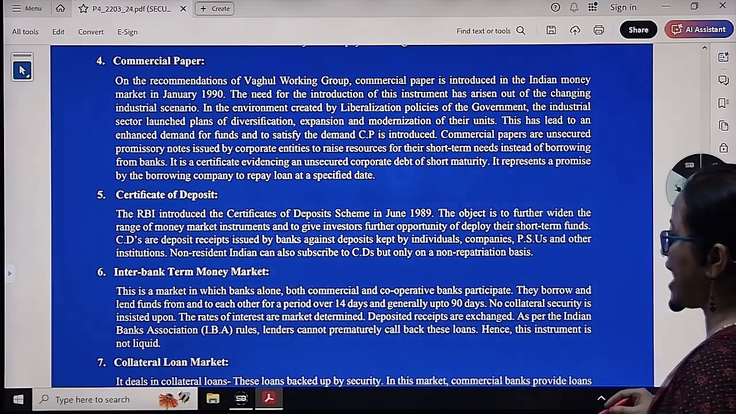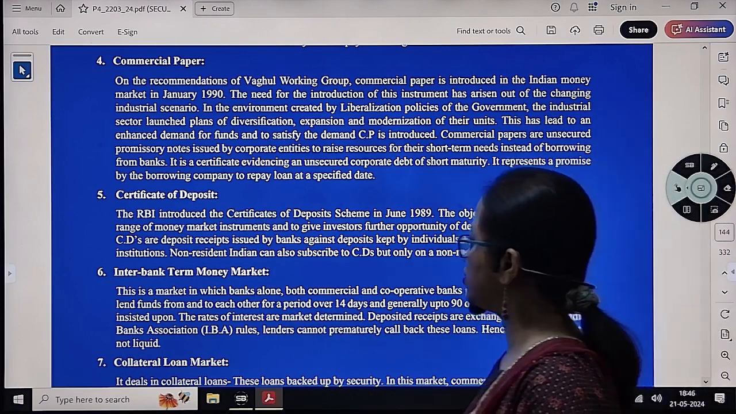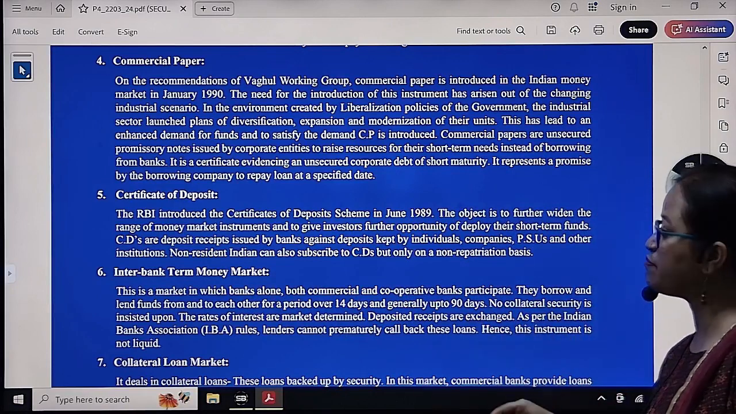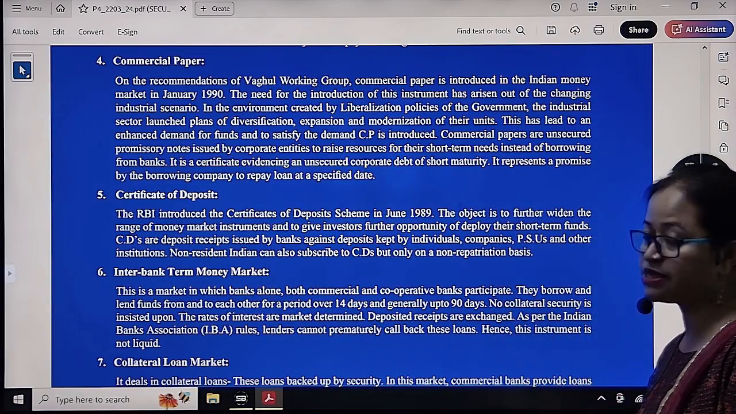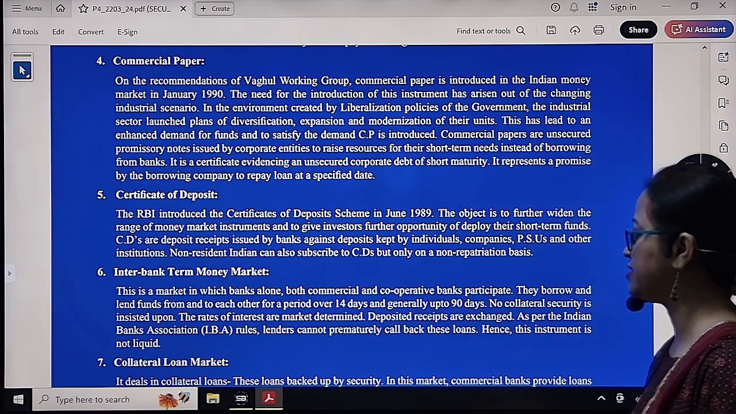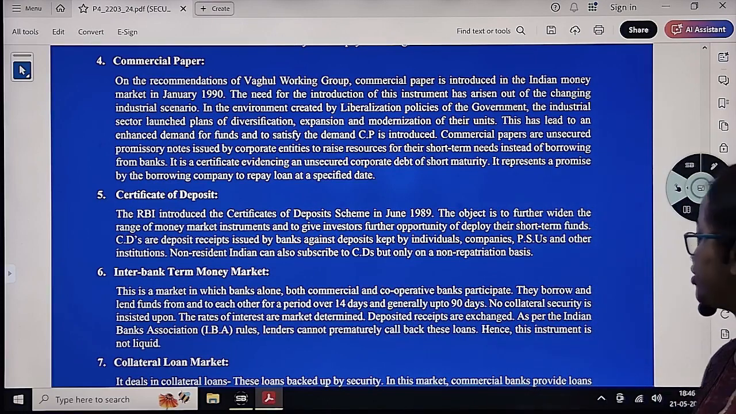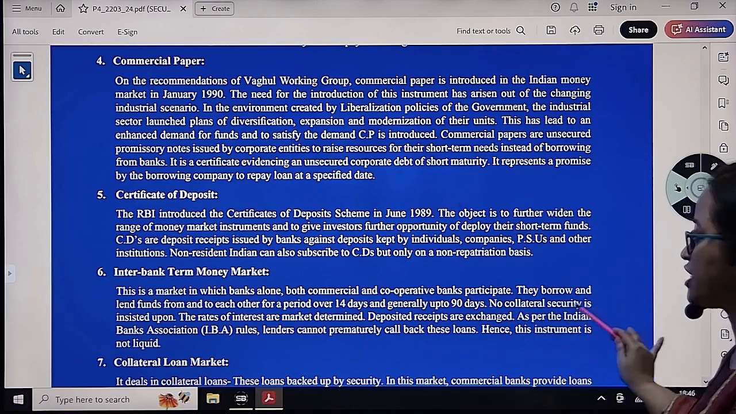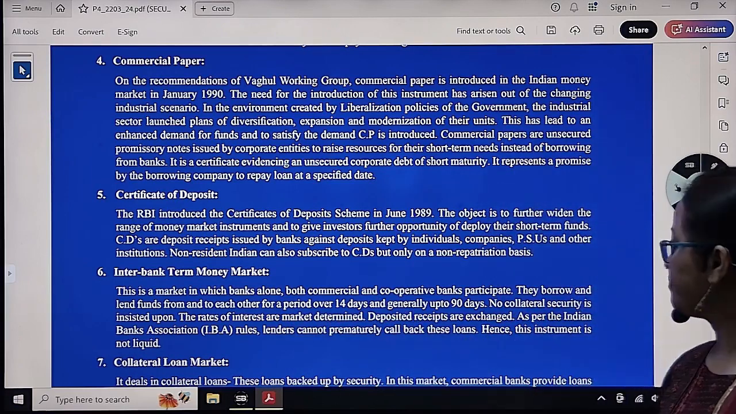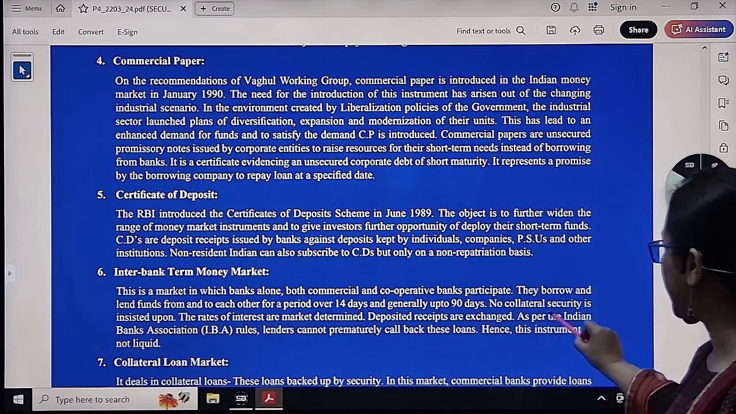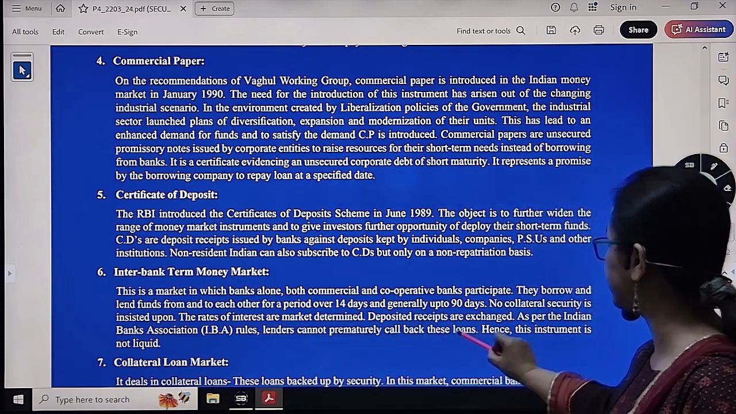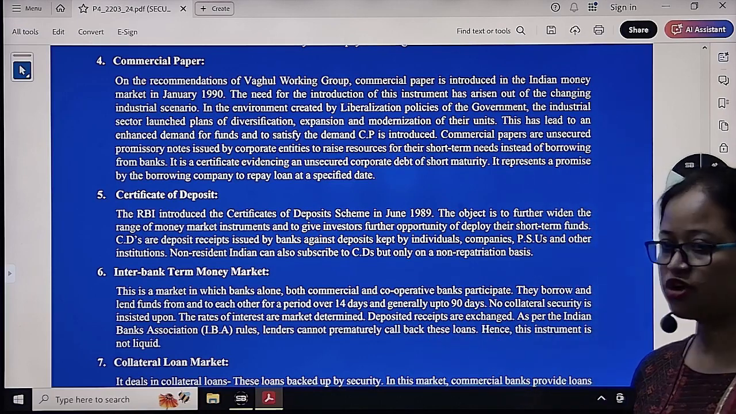Then next is your interbank term money market. This is a market in which banks alone, both commercial and cooperative banks, participate. Only banks can participate in this. That's why, like the name itself suggests, interbank. They borrow and lend funds from each other for a period over 14 days and generally up to 90 days. No collateral security is insisted upon. The rates of interest are market determined, and deposit receipts are exchanged. As per the Indian Banks Association rules, lenders cannot prematurely call back these loans. Hence, this instrument is not liquid.